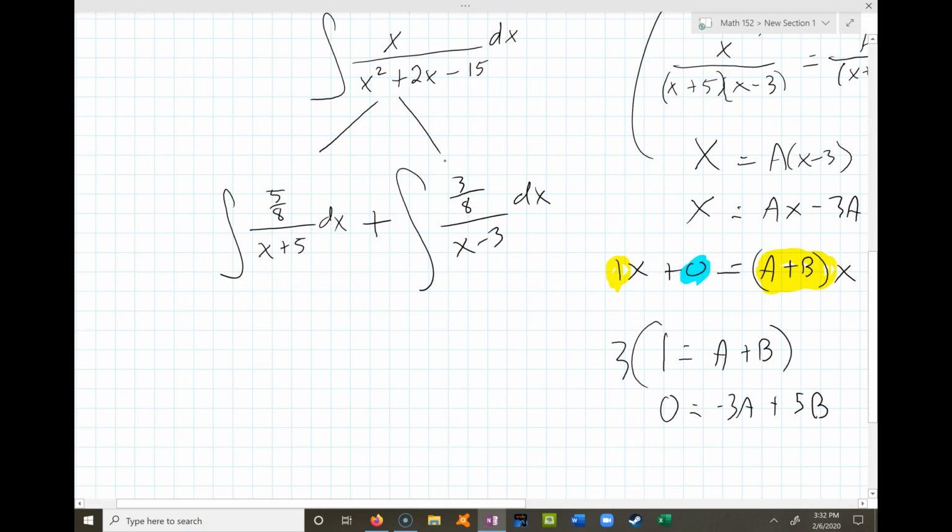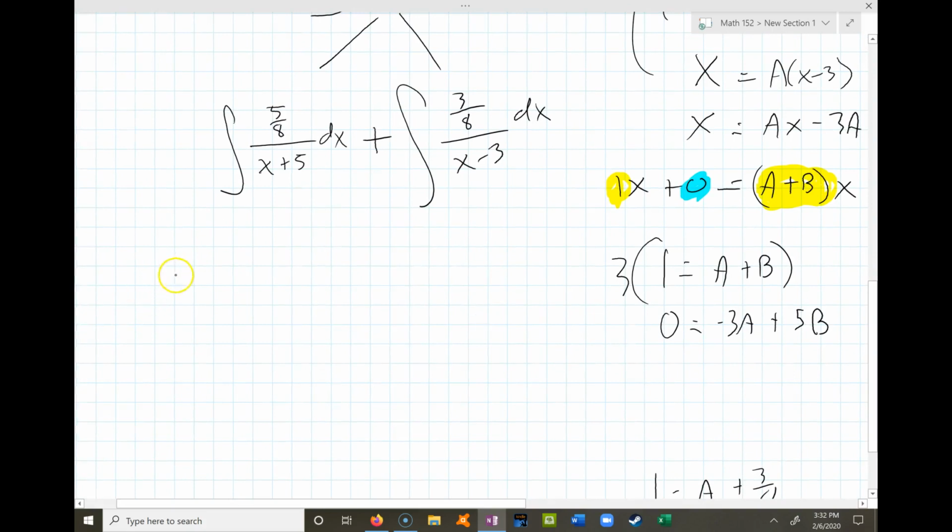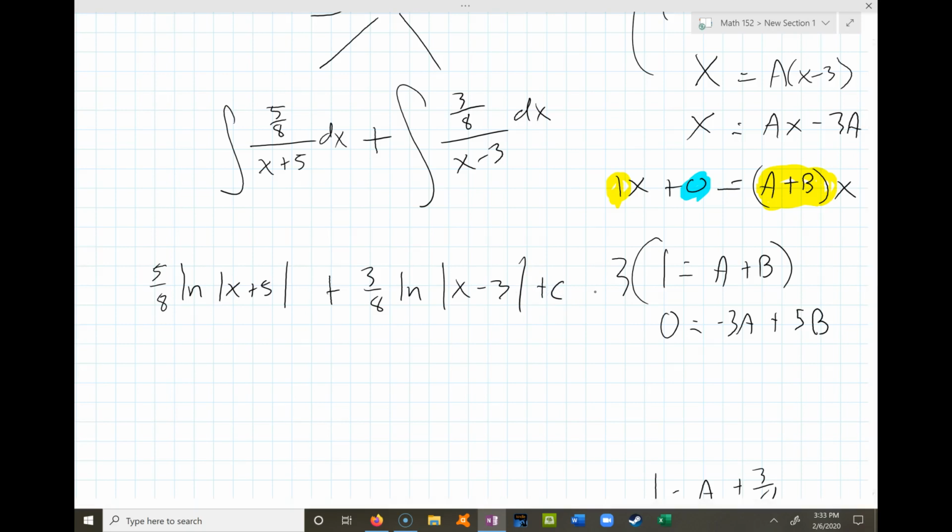And I can go ahead and integrate both of these. And this is essentially a du over u type situation. So this is going to be the natural log of x plus 5 with 5/8 out front, plus 3/8 out front times the natural log of x minus 3 plus c. Okay? So that's the idea for partial fraction decomposition.